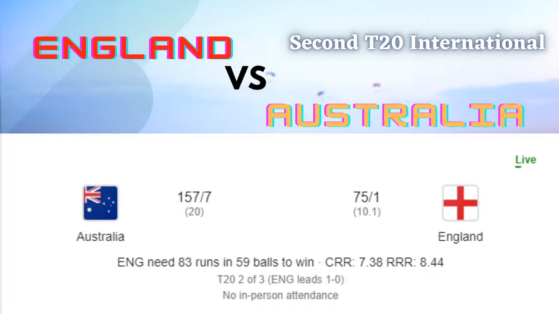Richardson to Malan. Short ball down the leg side. And takes a single towards fine leg. 2 balls, 2 runs.